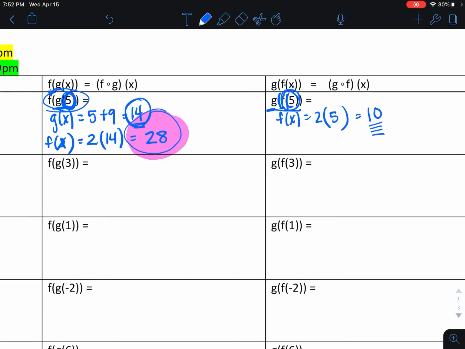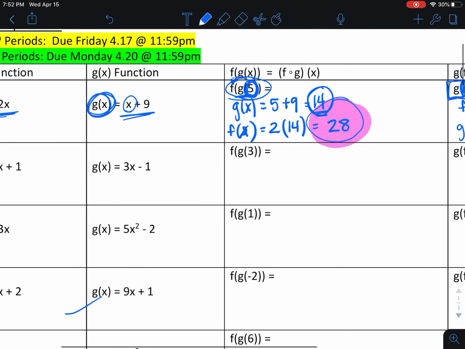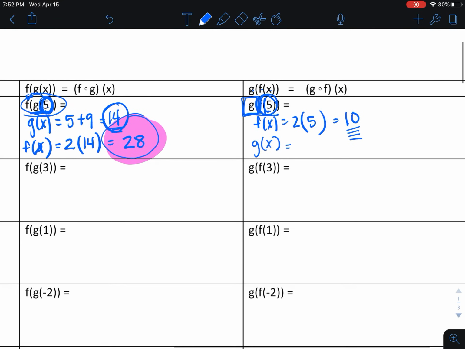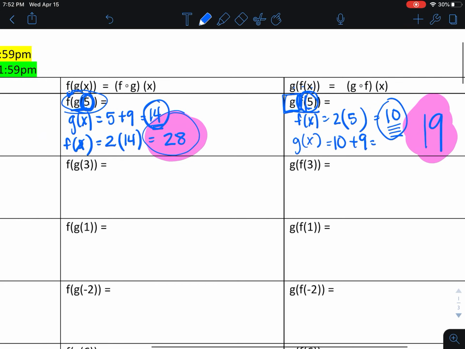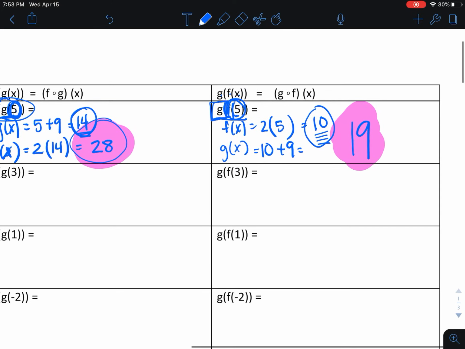Now I take this answer and plug that into my g of x function. So g of x is x plus 9 equals, instead of x, I'm going to write down my solution I just found. So 10 plus 9, and that gives me 19 as my solution. Okay, so f of g of 5 is going to be 28, and g of f of 5 is going to be 19. Two different solutions.